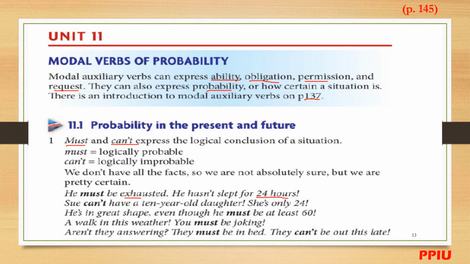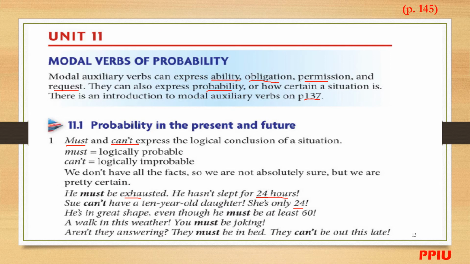Sue can't have a 10 years old daughter. She's only 24. All right. Since she is 24, Sue cannot have a 10 years old daughter in here. All right. We are not absolutely sure, but we are pretty certain that she can't.